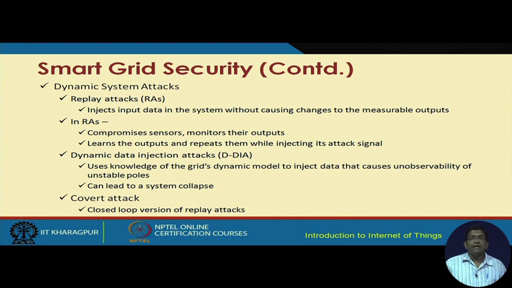Other distributed data injection attacks, such as dynamic data injection attacks, can also be performed, wherein the attacker uses knowledge of the grid's dynamic model to inject data that causes unobservability of unstable poles.